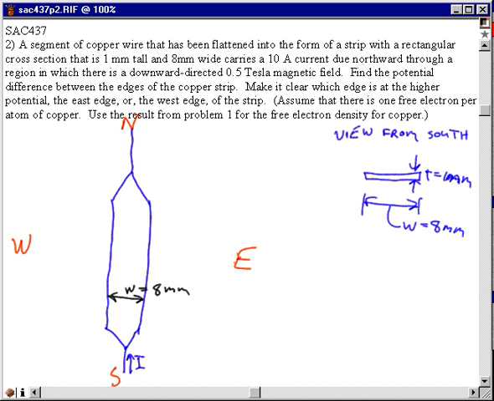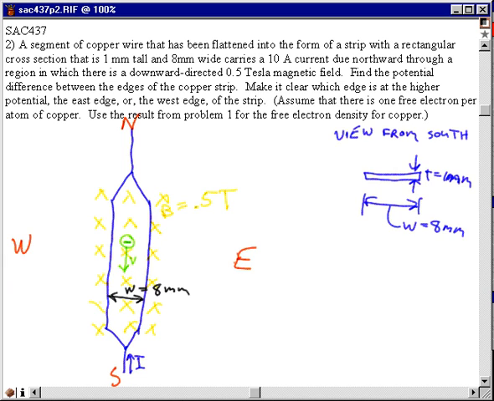It carries a current of 10 amperes due northward. Note that means that the charge carriers, being electrons, are actually moving southward, and it's in a downward directed magnetic field, for which B is 0.5 Tesla. Okay, we're supposed to find the potential difference between the edges.